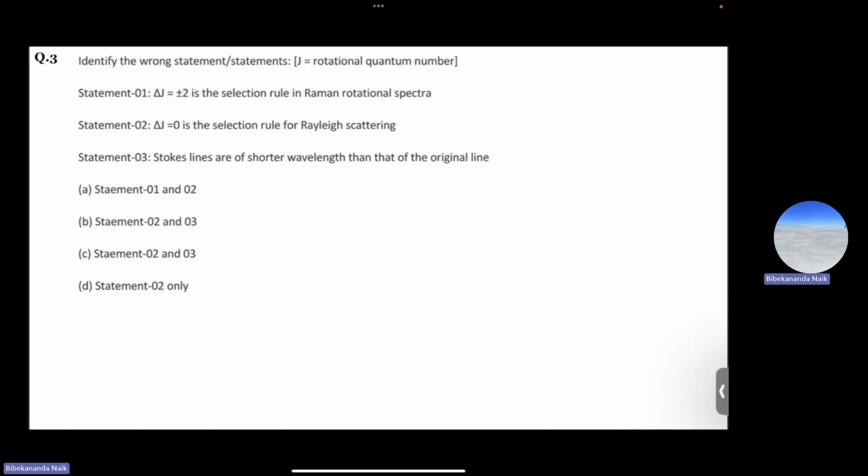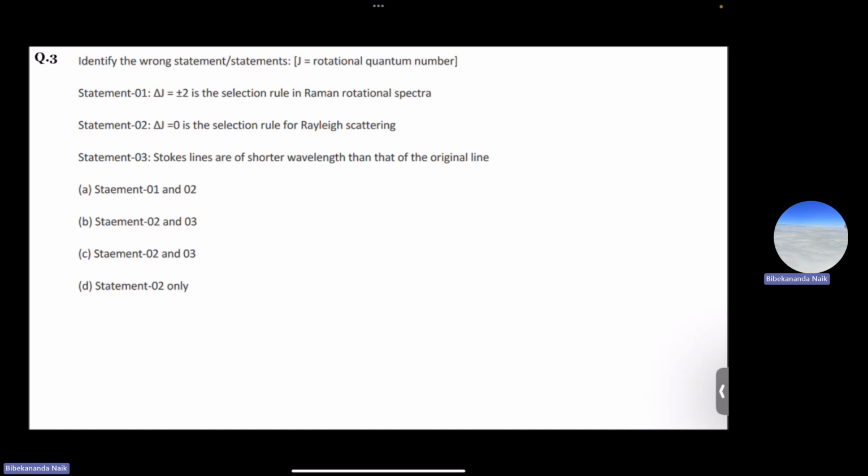The question says, identify the wrong statement or statements, where J is the rotational quantum number. Statement 1 says delta J equals plus minus 2 is the selection rule in Raman rotational spectra. Statement 2 says delta J equals 0 is the selection rule for Rayleigh scattering. Statement 3 says Stokes lines are of shorter wavelength than that of the original line.